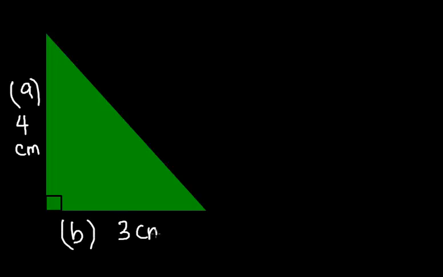Let's do an example. Side A is 4 centimeters long, and side B is 3 centimeters long. How are we going to use this information in the Pythagorean theorem to find the length of the hypotenuse, side C? Well, let's write out the Pythagorean theorem again. A squared plus B squared equals C squared.